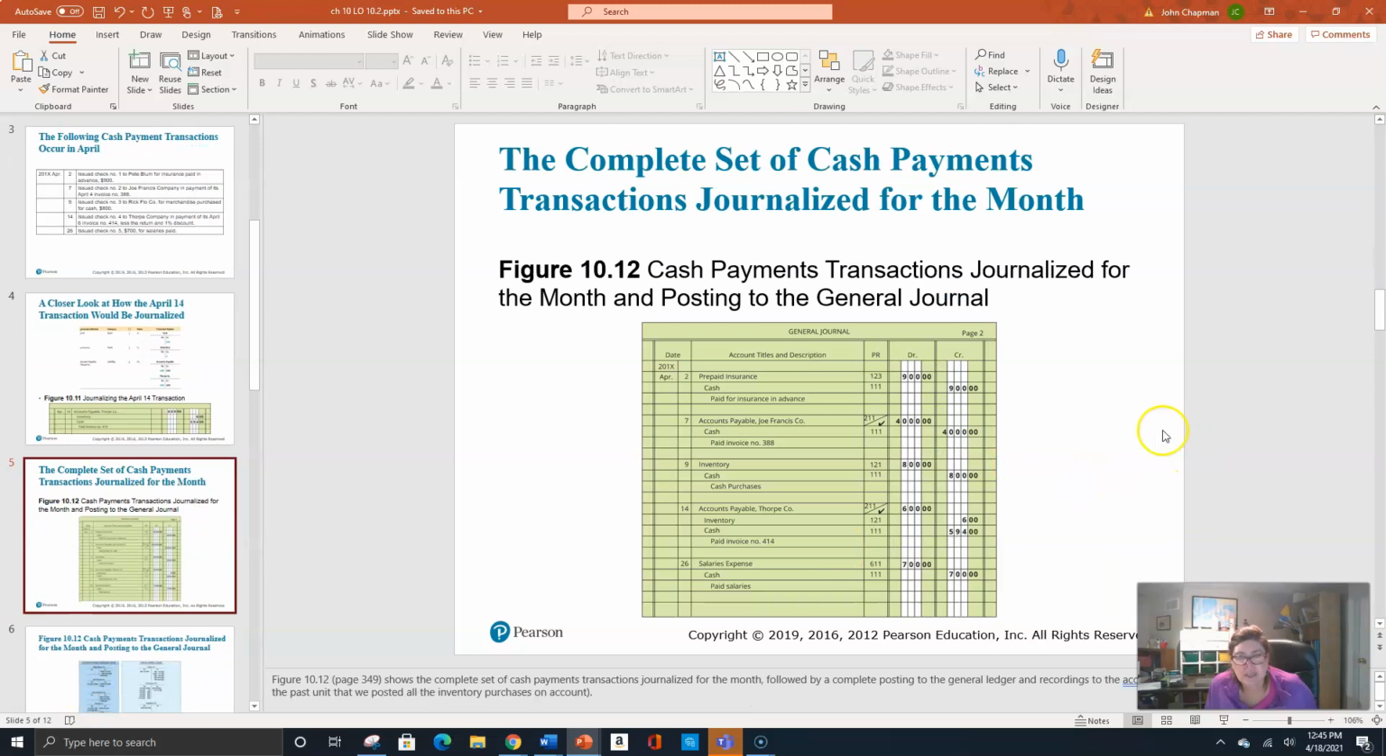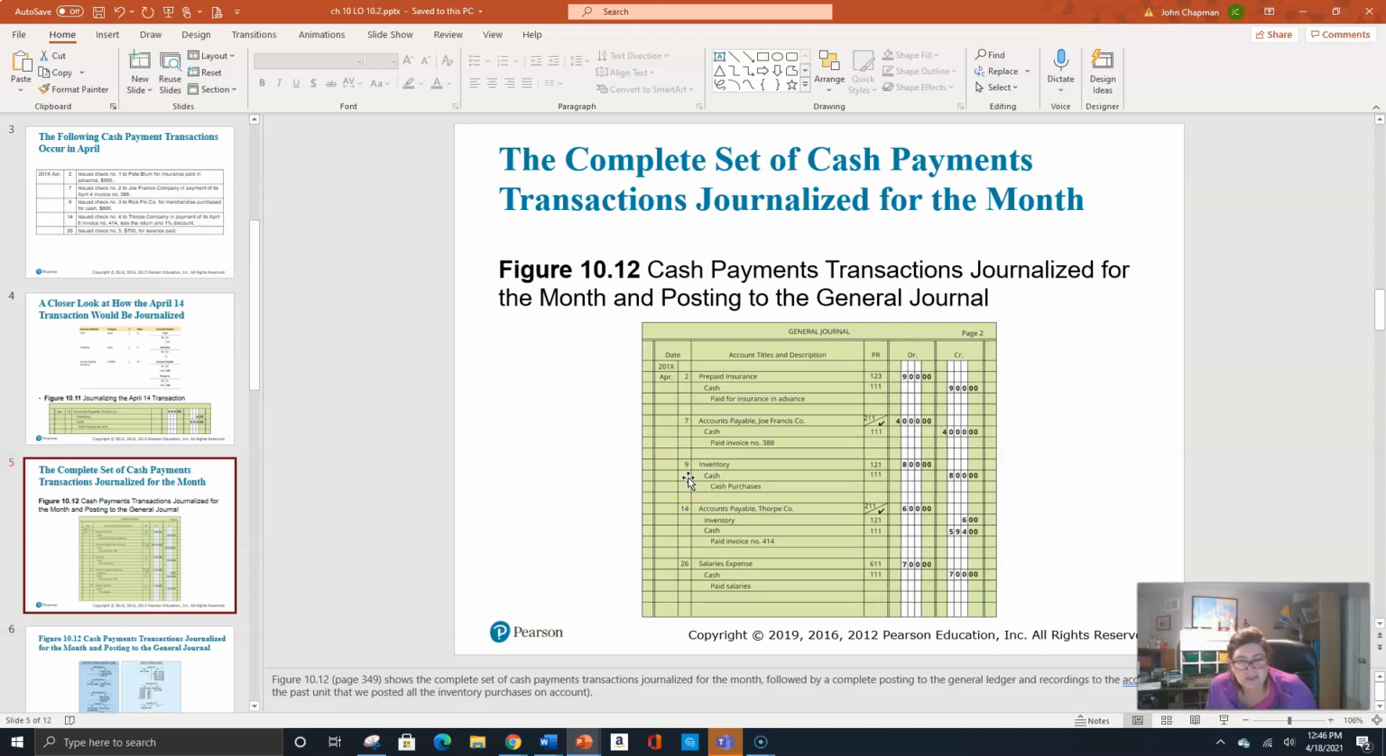Moving along, here's a complete set of the journal entries that we're doing for the month. Whenever we're paying our accounts payable, we would reduce the subsidiary ledger and the general ledger. Hence, there's two accounts here. They're posting reference, and you're reducing your cash. You're paying that out. Here we bought some more inventory, so we're increasing inventory, crediting cash.